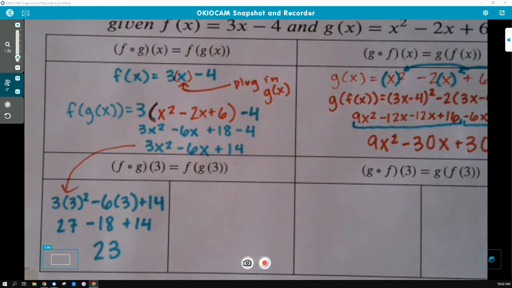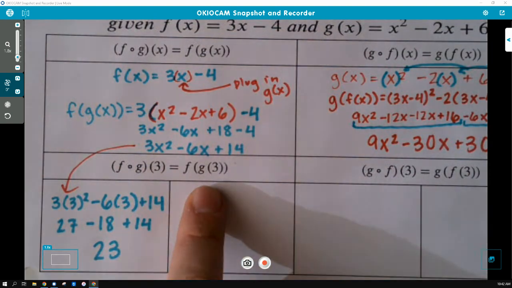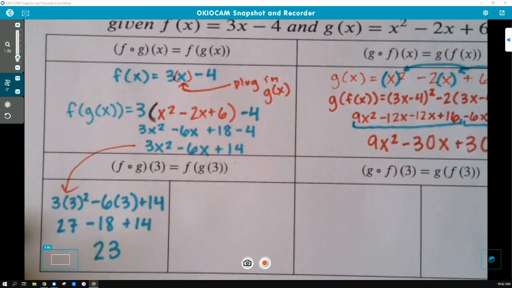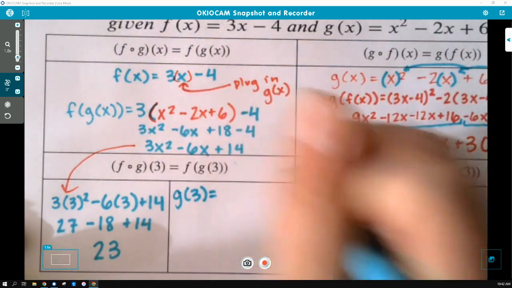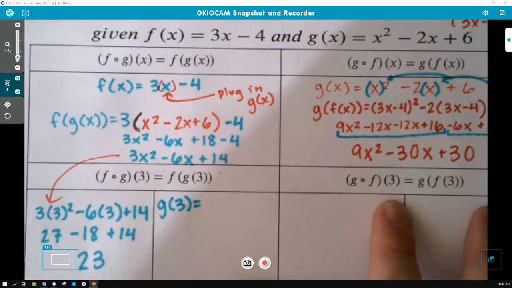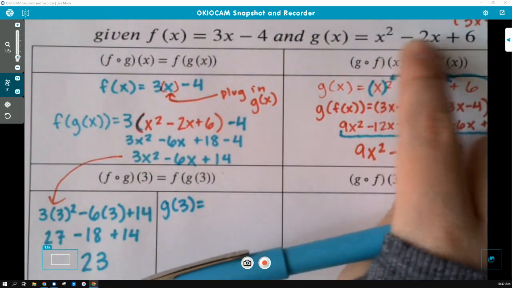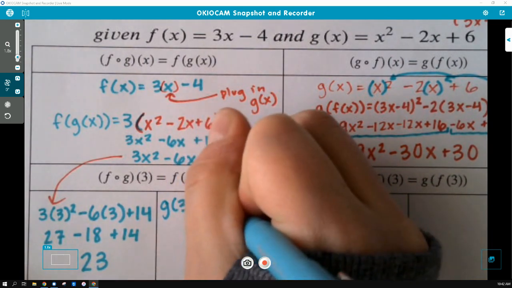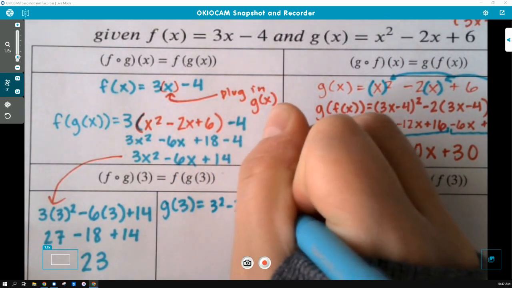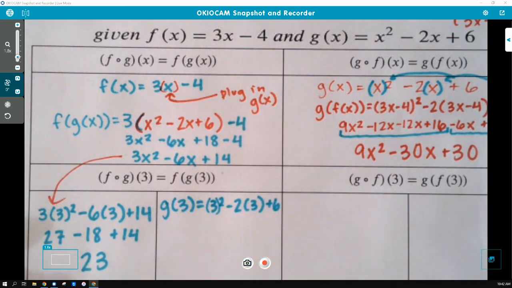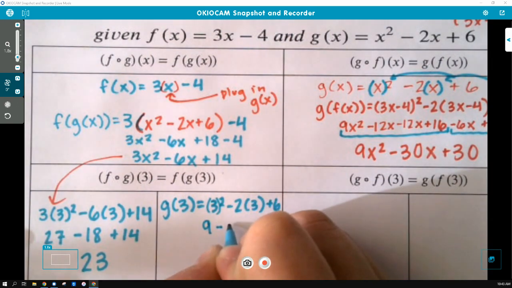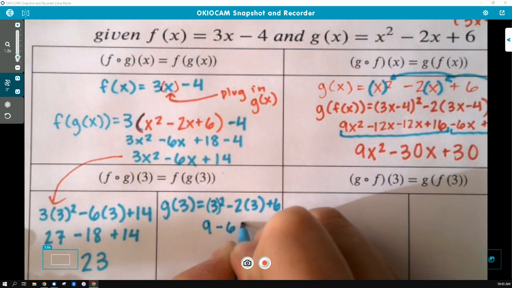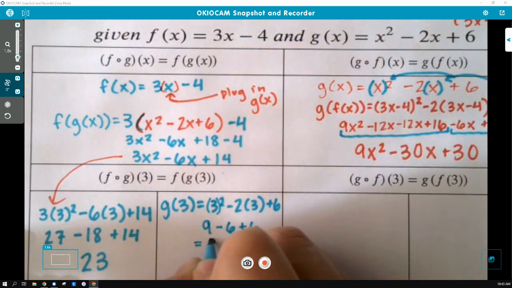For the other way to do this, we can find g of 3 first. So g of 3 would be me plugging in 3 to this guy. So that'd be 3 squared minus 2 times 3 plus 6. 3 squared is 9. Negative 2 times 3 is negative 6. So it would be 9 minus 6 plus 6, which would just be 9.